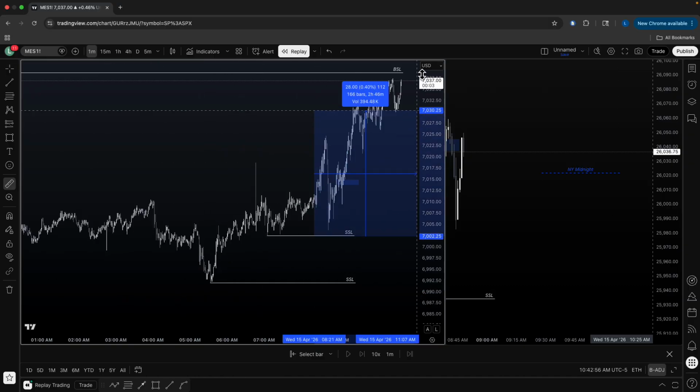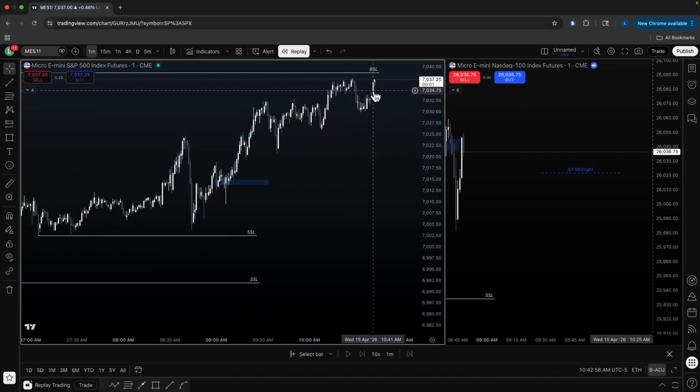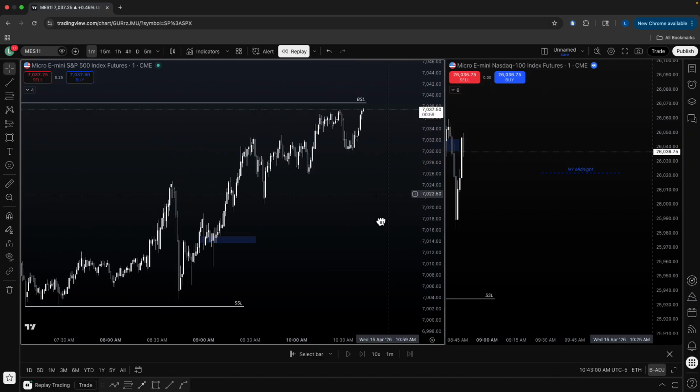But like I said, obviously the trade doesn't end up playing out, and we're fixing to go take this high. So yeah, that's today's recap.